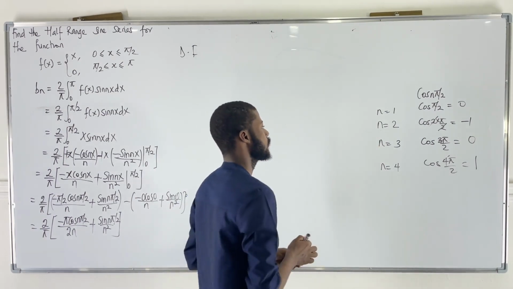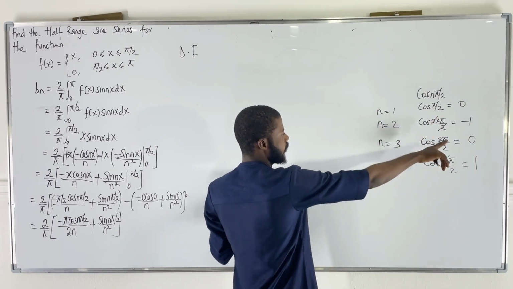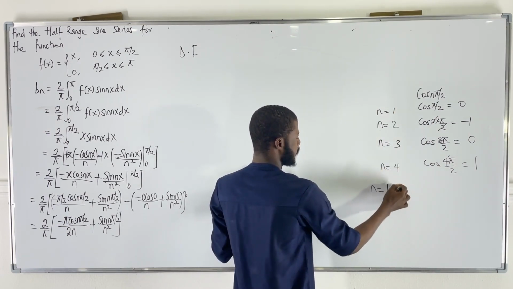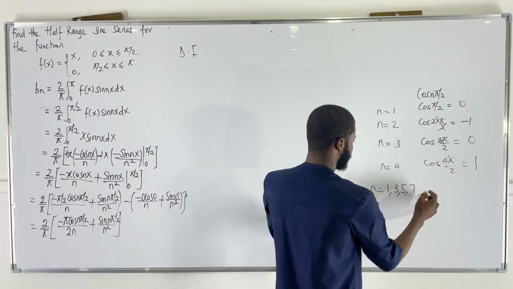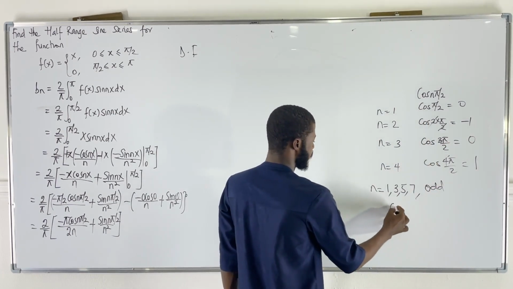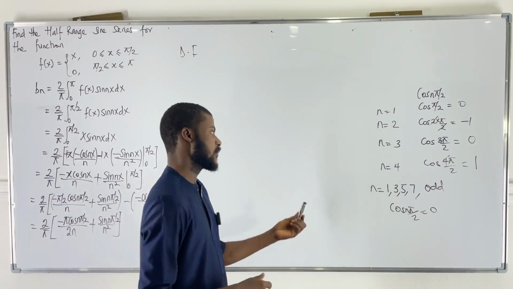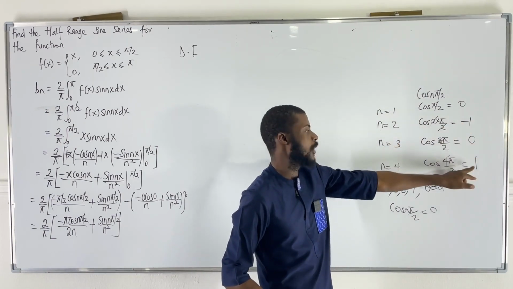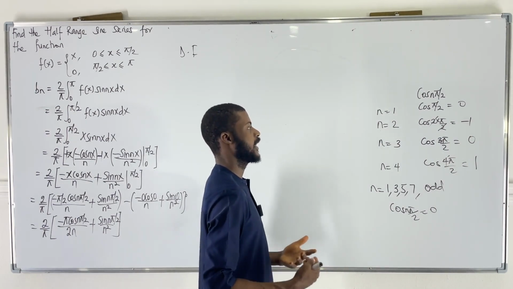Meaning that when n is 1, I got 0. When n is 3, I got 0. What this means is when n is 1, 3, 5, 7, basically when n is odd, the value for my cosine will be 0. So when n is odd, cos n pi over 2 will be 0. That's what happens when n is odd. So when n is even, I can either have minus 1 or 1. Now, how can I differentiate between these two?